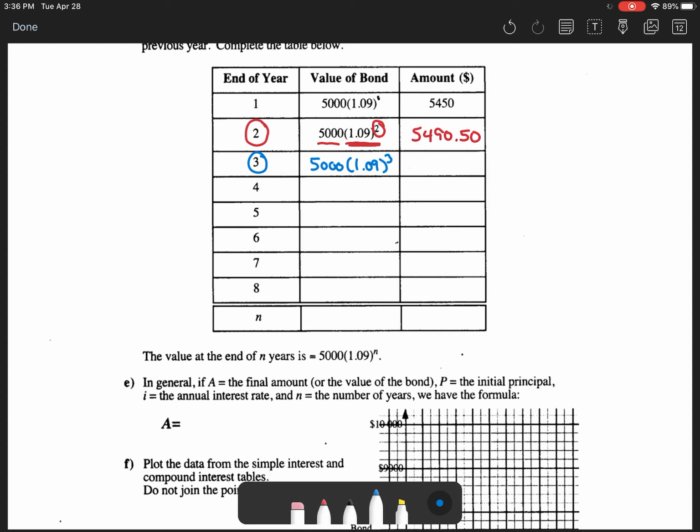Now I go to year 3. So year 3 will be an expression of 5,000, 1.09 to the exponent of 3. So again, when I do this calculation, 1.09 to the exponent of 3 first, then multiply that by 5,000, and I will get $6,475.15.